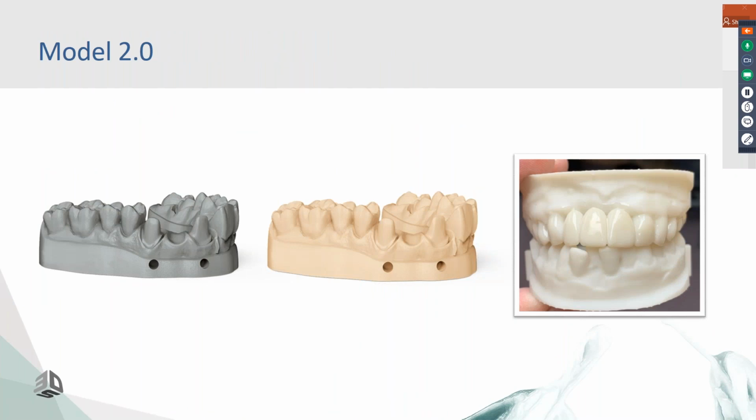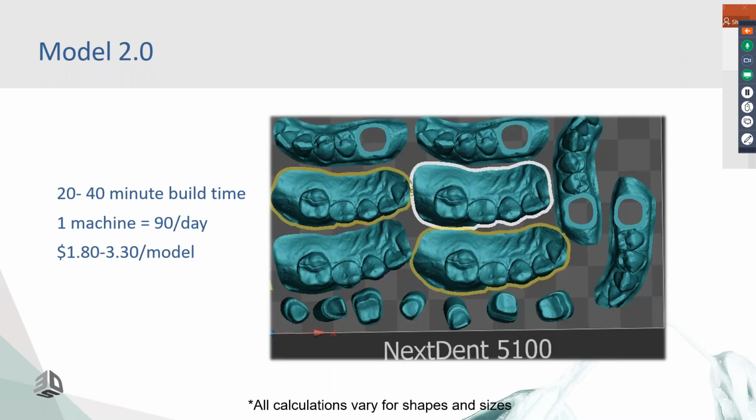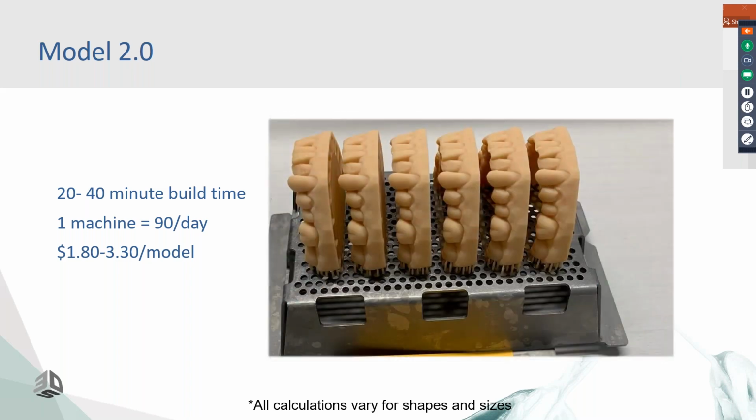We have the 3 different shades: gray, peach, and white. And you can do a build in about 20 to 40 minutes. So depending on the height of the model and the type of build that you're going to do, whether it's prosthodontic or orthodontic, you can get about 90 a day out of your machine. And that would be in your 8-hour day. And you're looking at about $1.80 to $3.30 per model. It's the same with your orthodontic models.